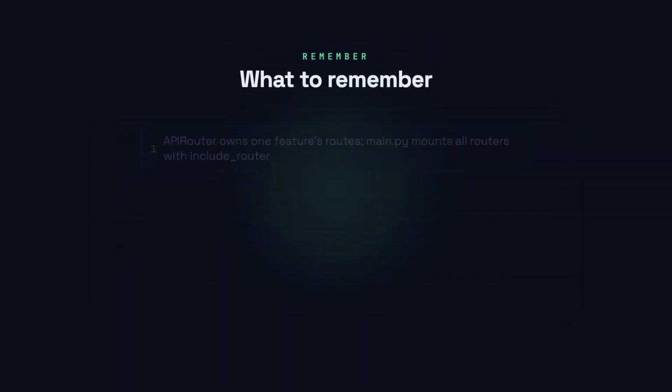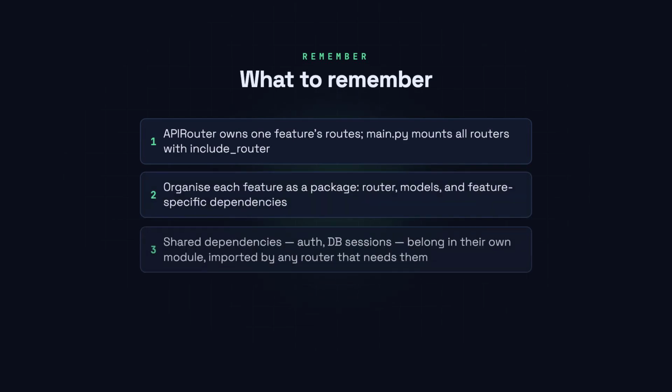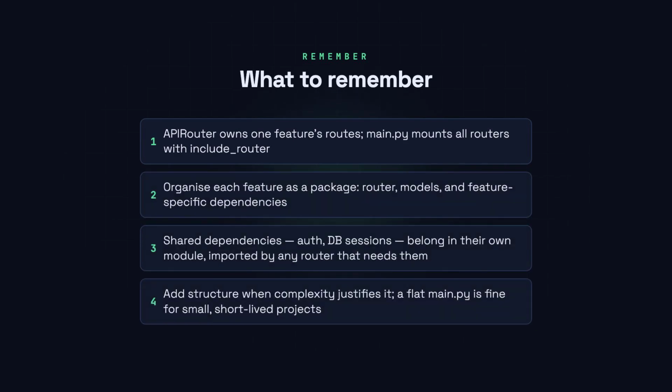To recap, APIRouter lets you define routes for one feature in isolation, and include_router registers them all onto the main FastAPI app in a single call. Group each feature into its own package containing its router, its models, and its local dependencies. Anything shared across features, like authentication or a database session, lives in a dedicated shared module. And remember, structure is a tool, not a rule. Apply it when your project genuinely needs it.